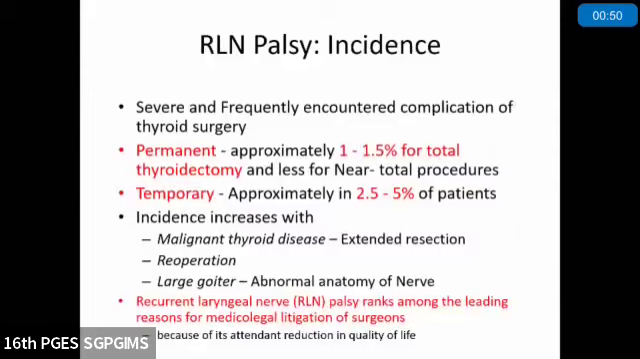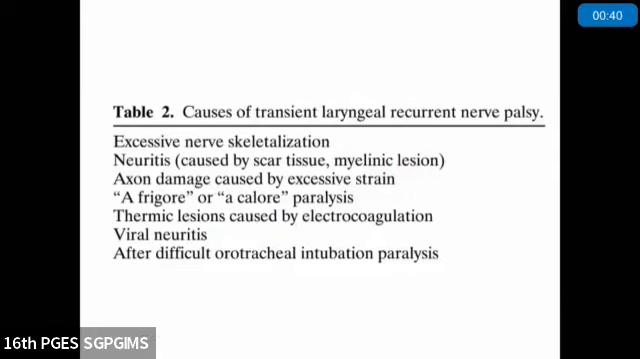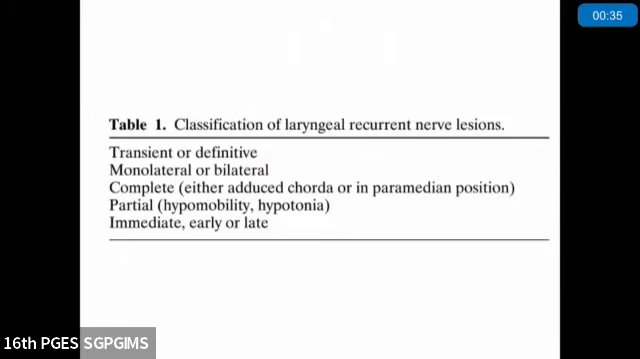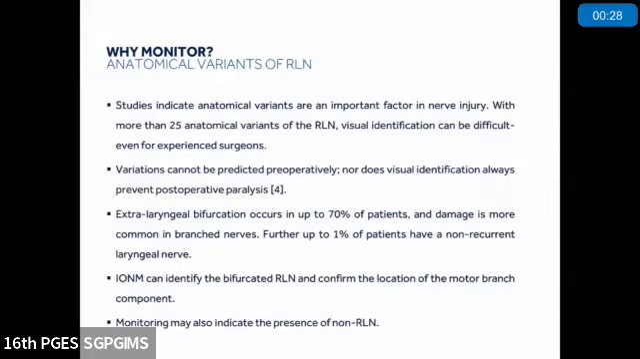Now moving on to the other adjunct, which is neuromonitoring. It's a very dreaded complication, and most of the medicolegal cases abroad are actually related to recurrent nerve injuries. The different causes, traction, cutting and thermal lesions, can all cause either complete or partial paralysis of the recurrent laryngeal nerve. And it could be detected either immediately, early, or late.